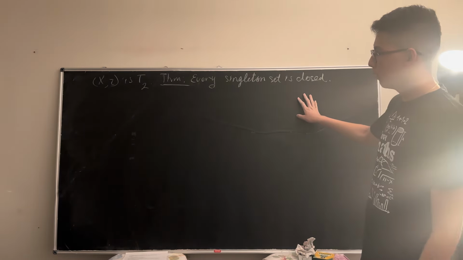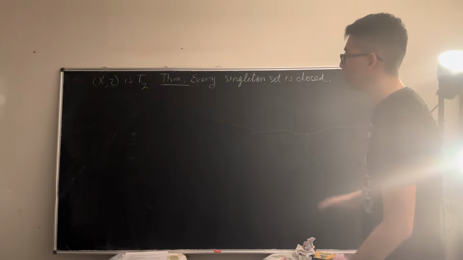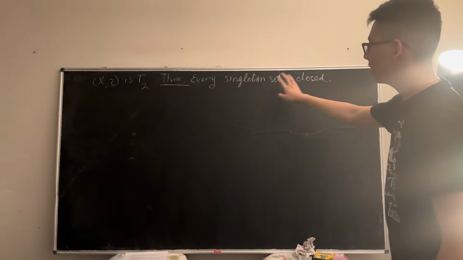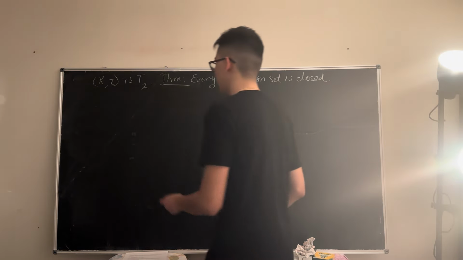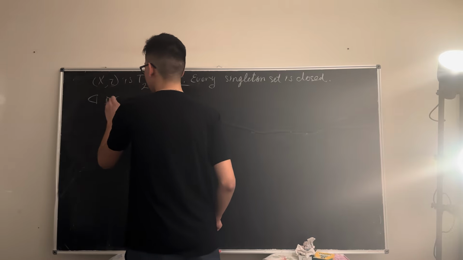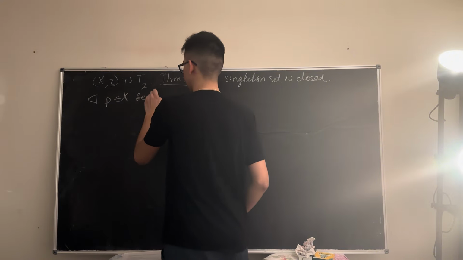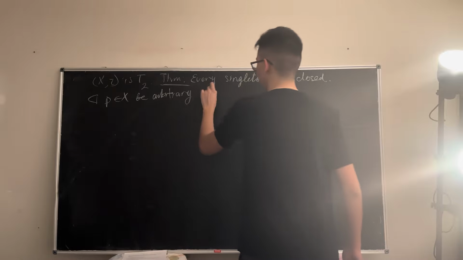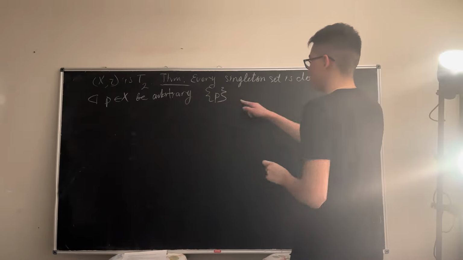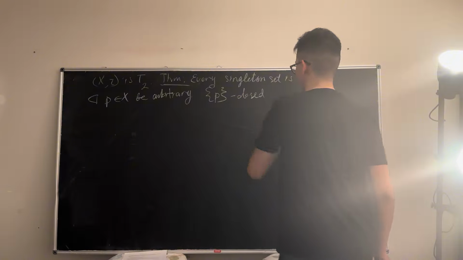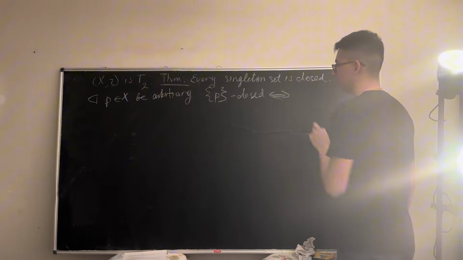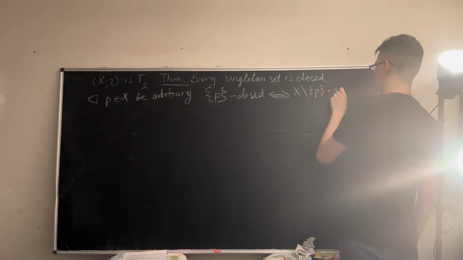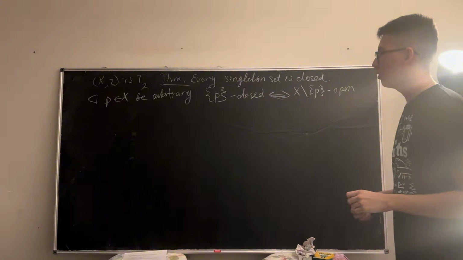So the next result or property about Hausdorff spaces that I want to prove is that if X is a Hausdorff space, then every singleton set is closed. So let's prove this. Let p be arbitrary. And we want to show that this is closed, or equivalently, that X excluding p is open. So how can we show this?